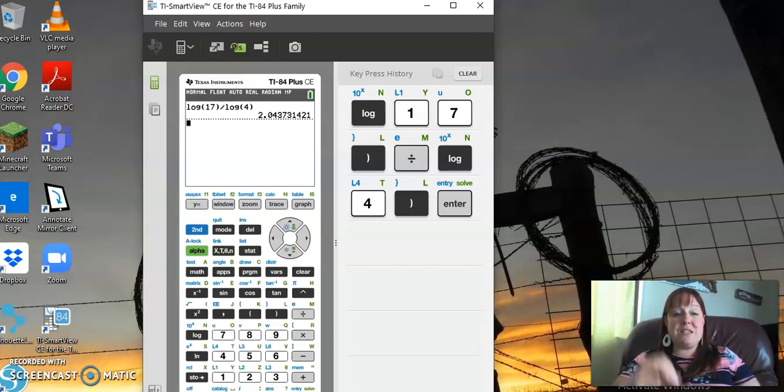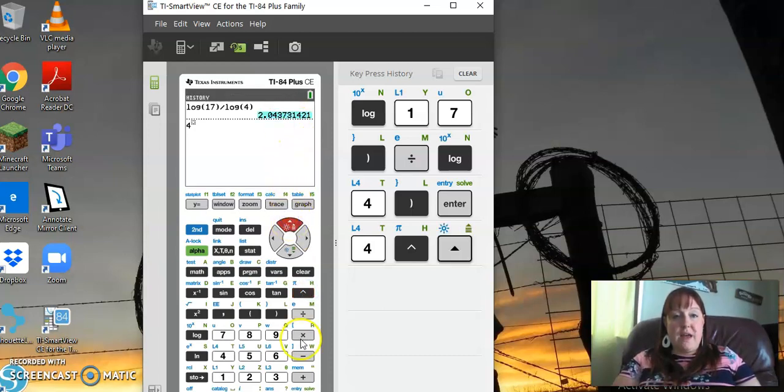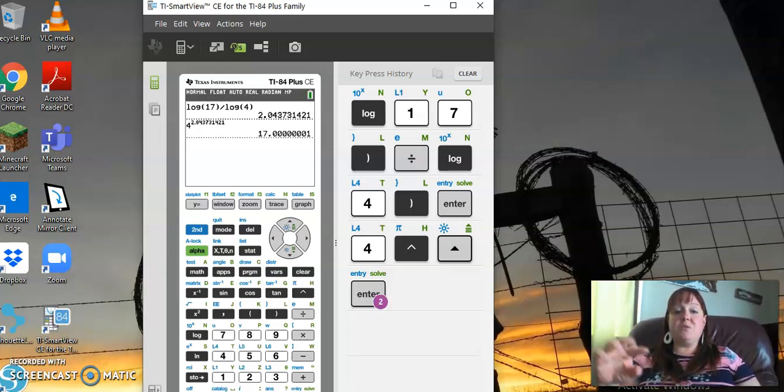We want to see, does this work? Okay, so we're going to say 4 to the, and then we're going to choose that number. See, I arrowed up and I push enter. 4 to that number equals 17.0000001. Now my calculator is a terrible rounder, remember, so anytime I see 17.0000001, it means 17. So there you go.